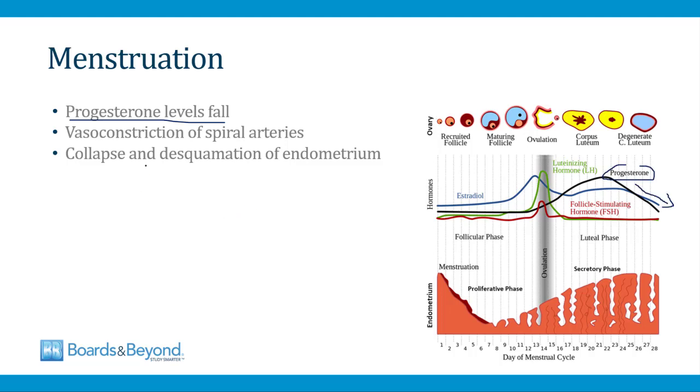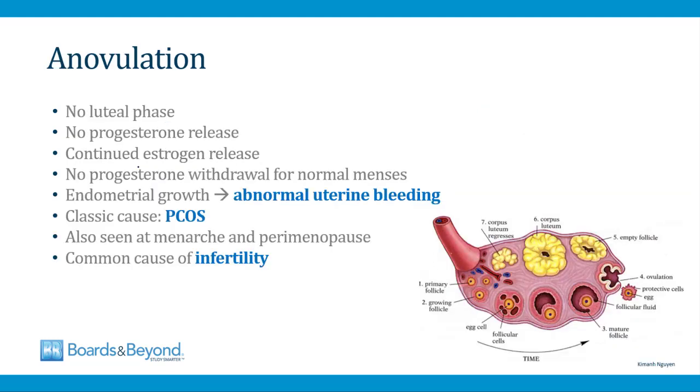When this happens, this leads to vasoconstriction of spiral arteries in the uterus, and this leads to collapse and desquamation of the endometrium, and that's what leads to menses every menstrual cycle. So now that we've talked about the menstrual cycle in general, for the rest of this video, I'll talk about some common problems in gynecology that are related to the menstrual cycle, and we'll start by talking about anovulation.